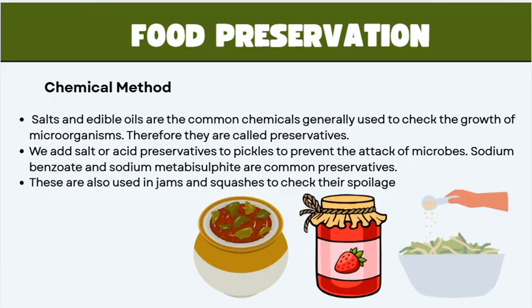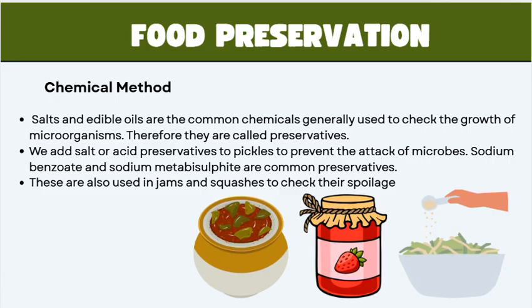Let us look at food preservation. Food preservation can be done in many ways. Your first method is chemical preservation, or the chemical method. In this method, we use salts and edible oils, which check the growth of microorganisms. Therefore, they are known as preservatives.